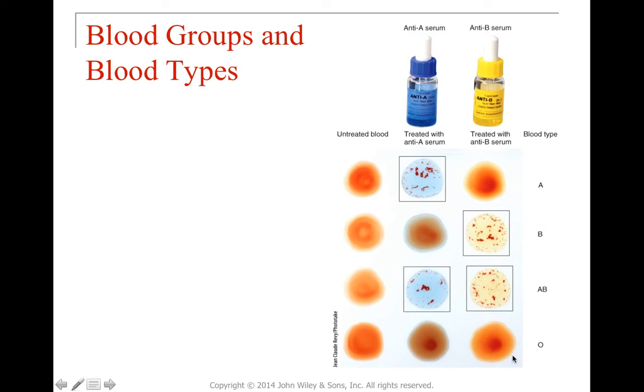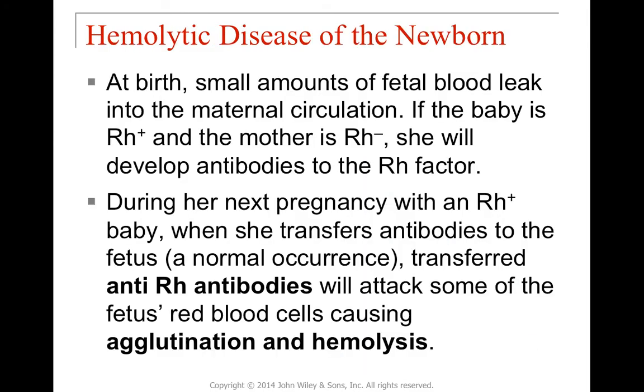So this is what you're going to be doing in laboratory as well. We're also going to add in another set of antibodies, the RH factors, that'll give you that positive or negative. So it's either going to be A positive, A negative, B positive, B negative, AB positive, AB negative, O positive, or O negative. And we'll go over that more when we get to the lab itself.